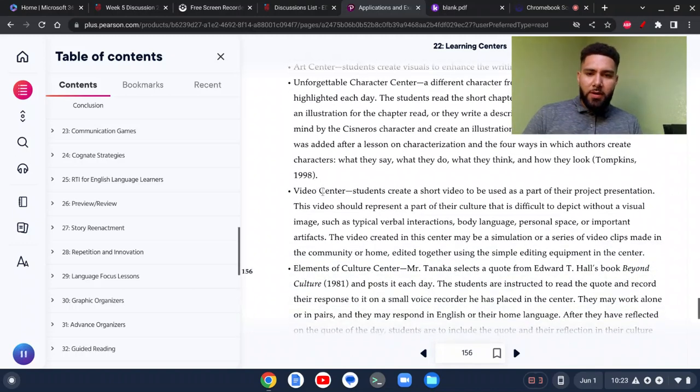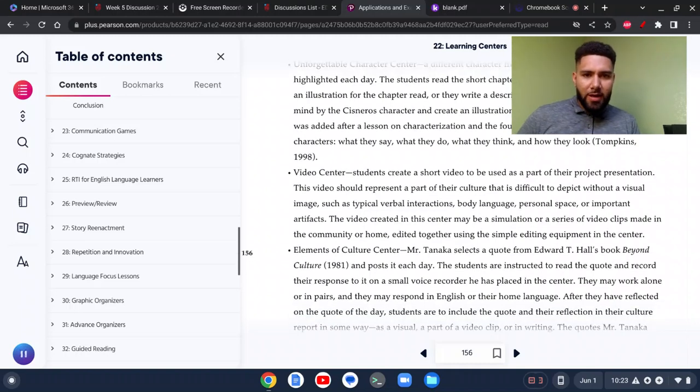The video component that Mr. Tanaka had was for students to create a short video. This is actually very interesting. In Bloom's taxonomy for verbs, this was actually the create portion. So this actually gives students a chance to build their higher order thinking skills. So this part, using the digital media portion in order to have students practice their higher order thinking skills is an excellent part in this learning center.